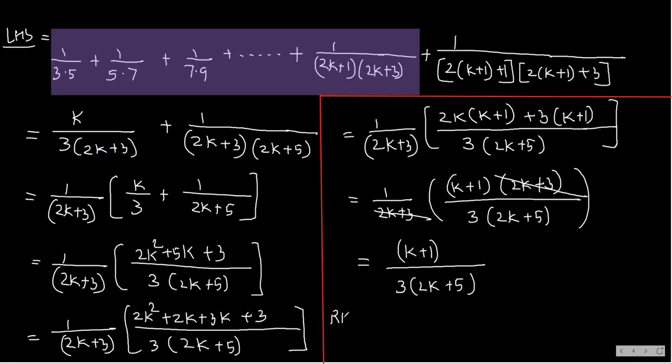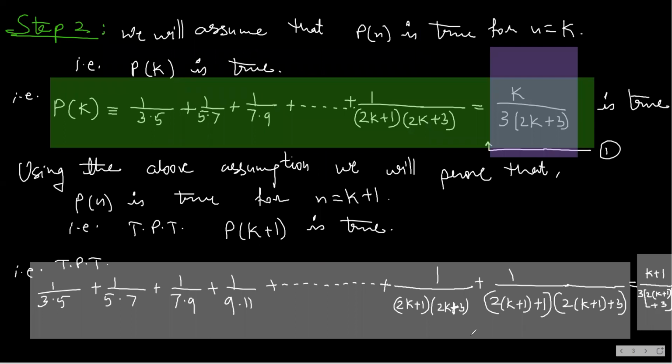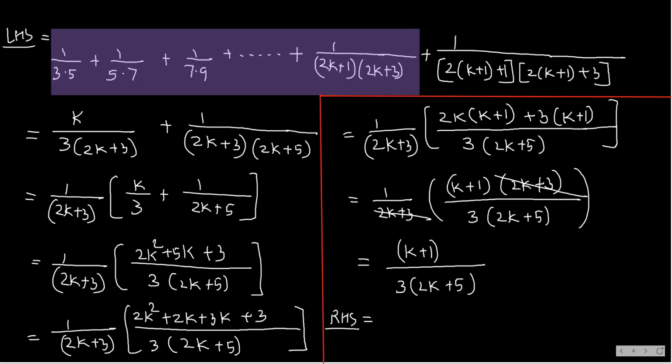So RHS is, you can check what it was, k plus 1 upon 3 times, inside the bracket, 2 into k plus 1 plus 3. So this is k plus 1, and when you multiply this inside, 2k plus 2 plus 3, so 2k plus 5, so you have 3 into 2k plus 5.